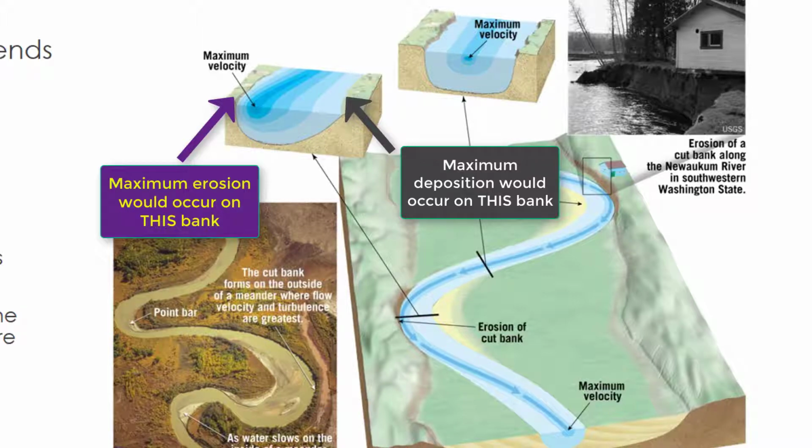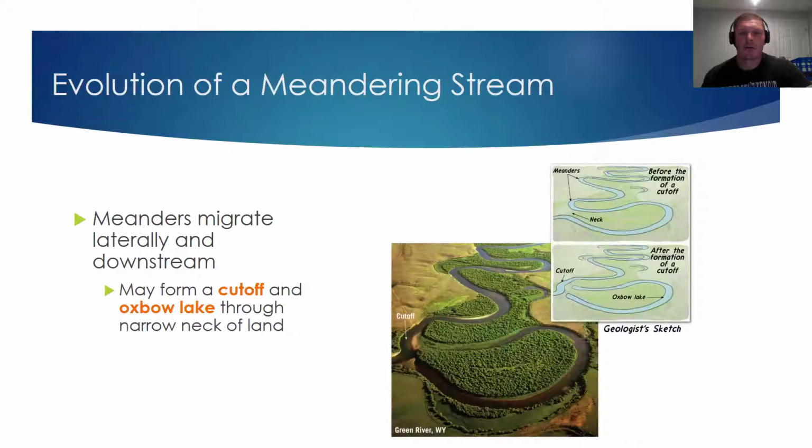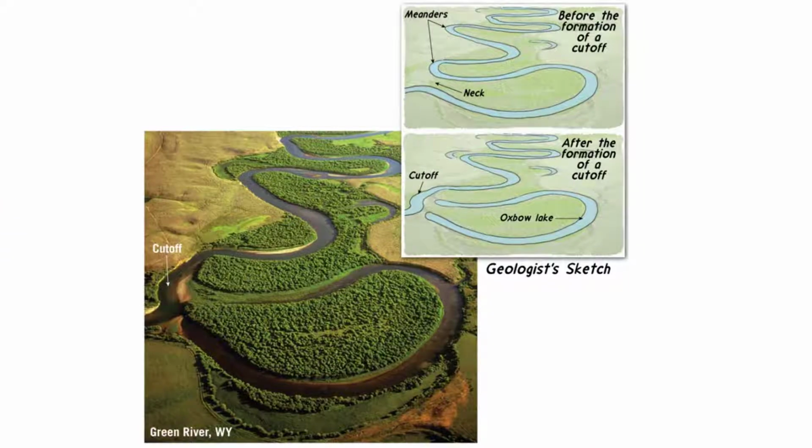Deposition is when load sinks to the bottom of a river and starts to pile up and accumulate. Over time, the shape of meandering streams can change pretty substantially. Meanders migrate both laterally and downstream, and over time meanders can form things like cutoffs and oxbow lakes. Let's take a look at this picture shown to understand what oxbow lakes are and how they form.